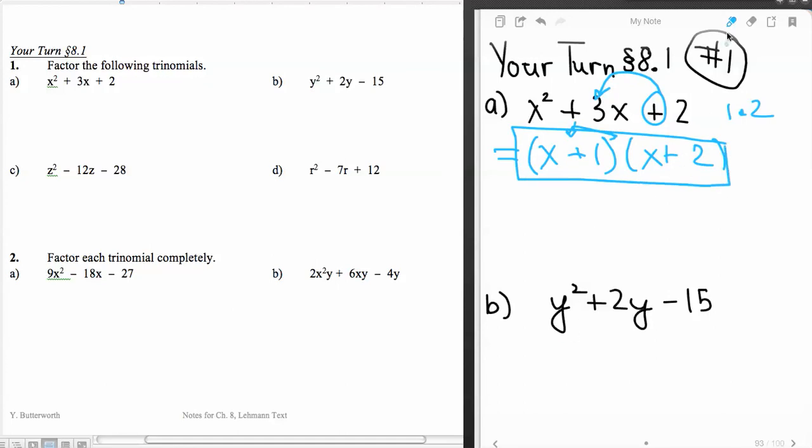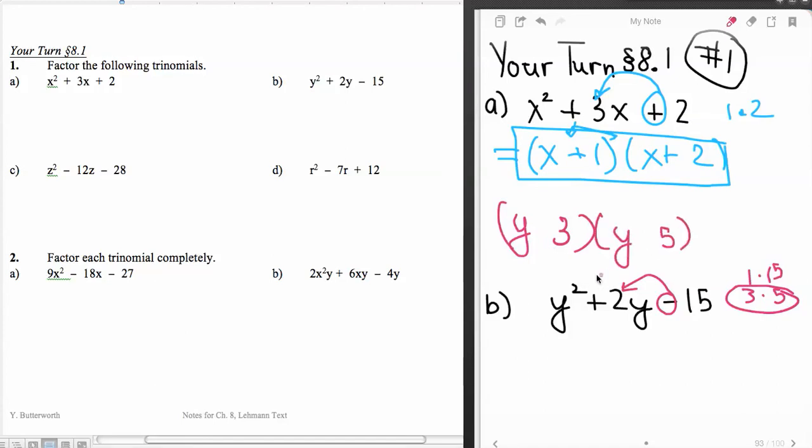My next one, I have the factors of 15, so 1 and 15, or 3 and 5, and I want those that give me a difference of 2, so these are the ones that do that. So I have a y with a 3 and a y with a 5, and this time I need to pay attention to the sign here for the bigger term. That's a plus, and that's a minus. And so this one is equal to y minus 3 times y plus 5.